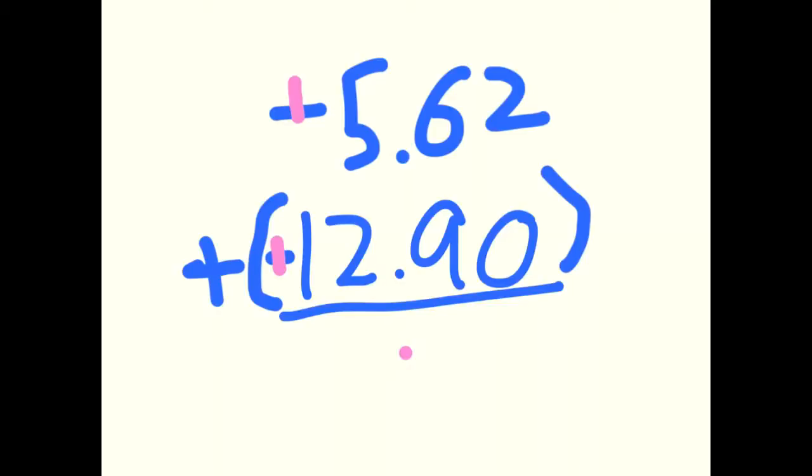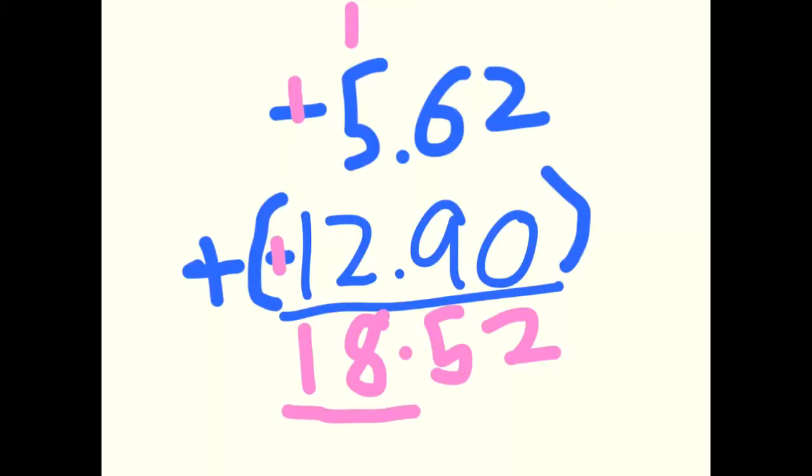2 plus 0 is 2. 6 plus 9 is 15. Carry the 1. 5 plus 2 is 7. Plus the 1 is 8. And there's 1 there on its own, so that's 1. And the answer is 18.52.